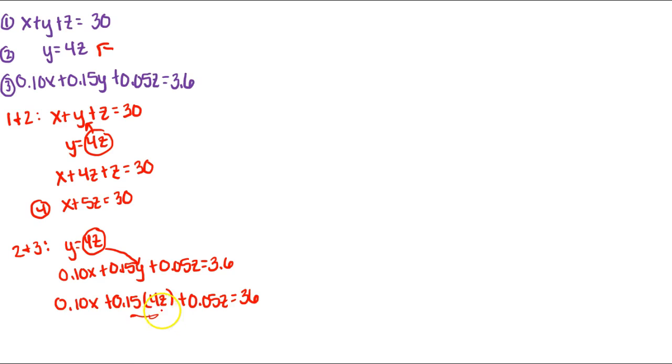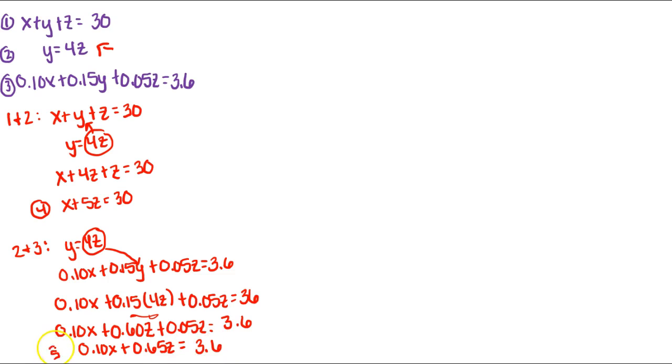Let's multiply these together right here. We have 0.10x plus 0.60z plus 0.05z equal to 3.6. And when I add my like terms, we have 0.10x plus 0.65z equal to 3.6. And here is my equation 5.